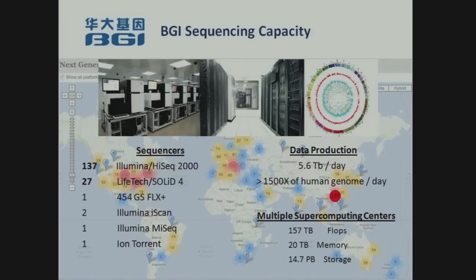They churn out data at potentially terabytes a day. If everything's going full speed ahead, they can sequence hundreds, if not thousands, of human genomes a day now. And to be able to cope with these amounts of data, you need teraflops of supercomputing power. We have petabytes and petabytes of storage to deal with it.